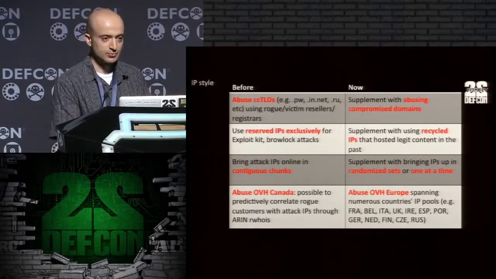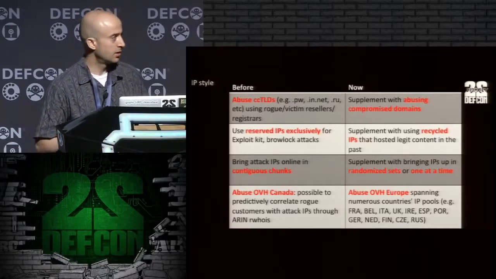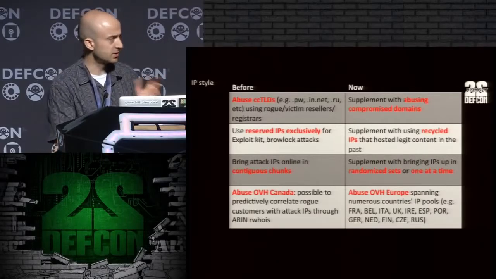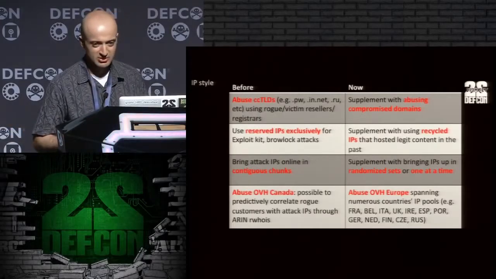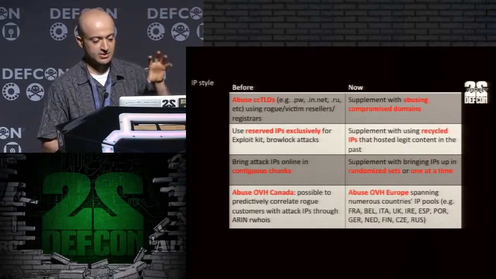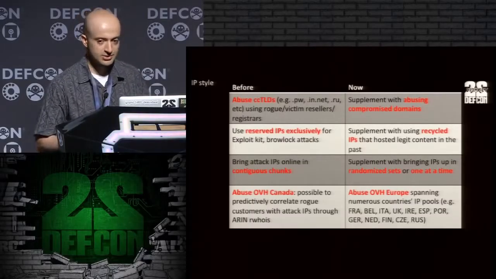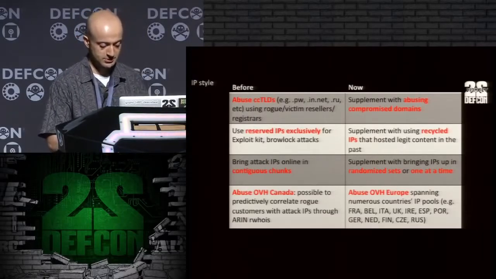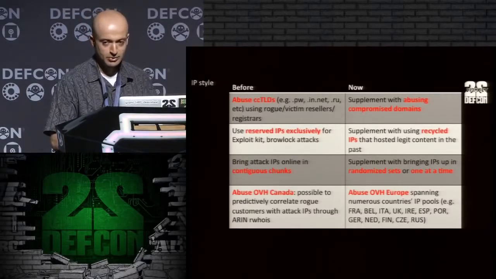And third, they used to bring the IPs all in contiguous chunks, all together. Nowadays it's randomized, one at a time, whenever they feel like it. Again, these are evasion techniques that are clear in this case. And finally, we said that they used to abuse OVH Canada, and it was possible to take advantage of ARIN, because it tells us the customer reserving these IPs. Whereas now they are using OVH Europe, and it's in the RIPE space, which is scarce in details. And on top of that, they are using different countries' IP pools. So this is clearly a very interesting way they shift operations and methods. But we were able to follow them over time.